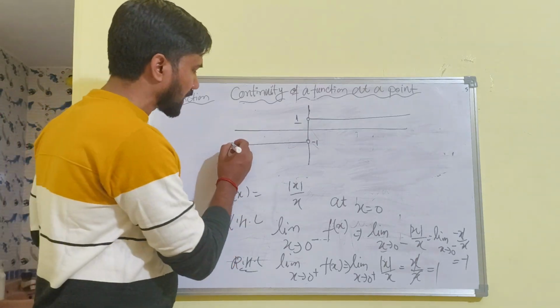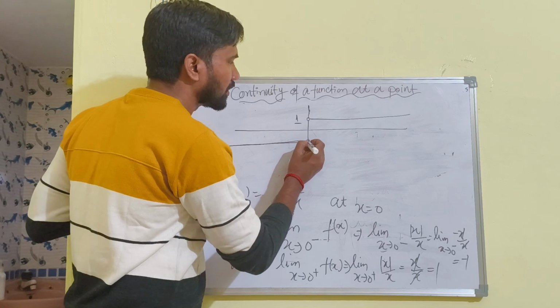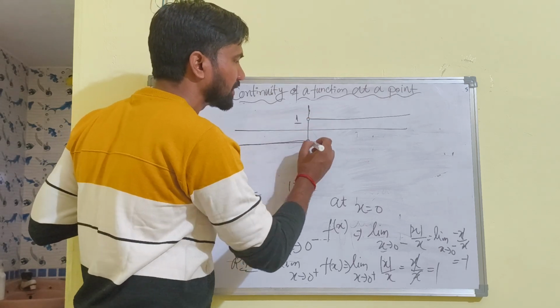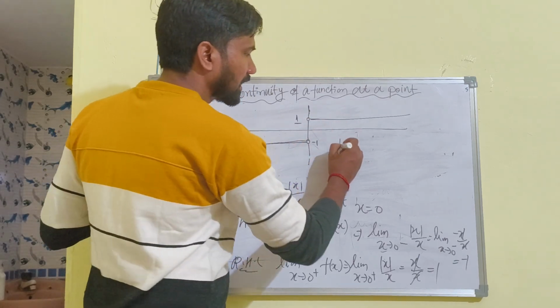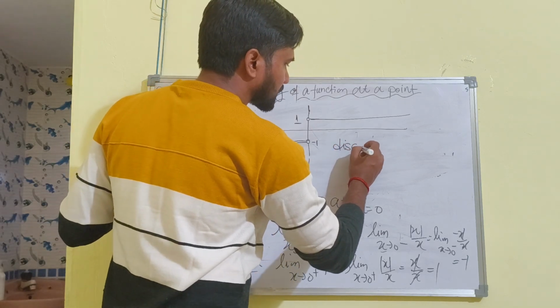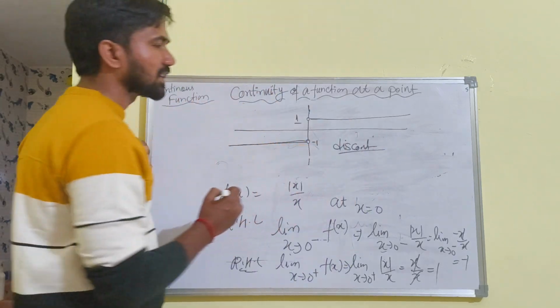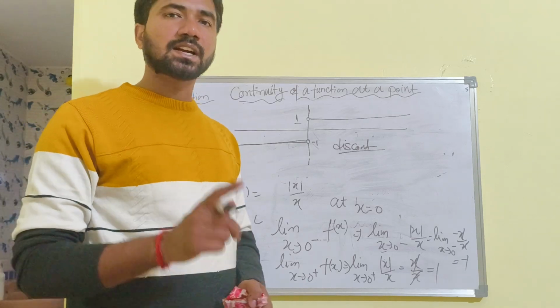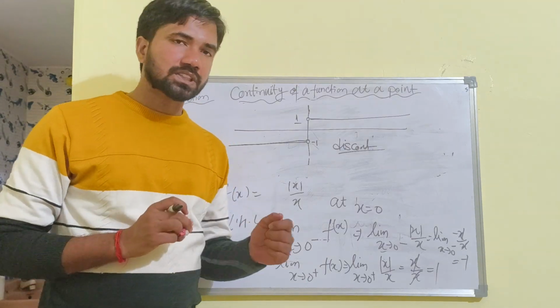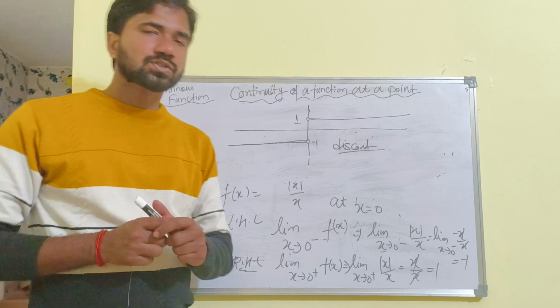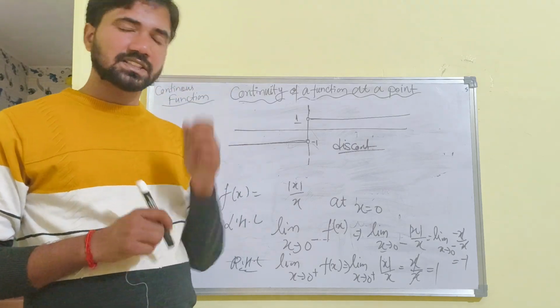Suppose you draw from here to here, but how will you go from here to here without taking out the pen? We have to take out the pen. So this is again a discontinuous function. This is the first condition, when left hand limit is not equal to right hand limit. So this is a discontinuous function. This is the first case when a function is discontinuous.